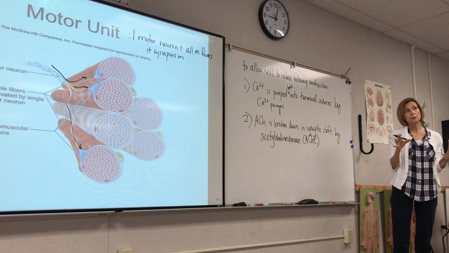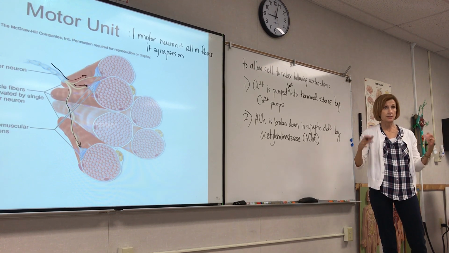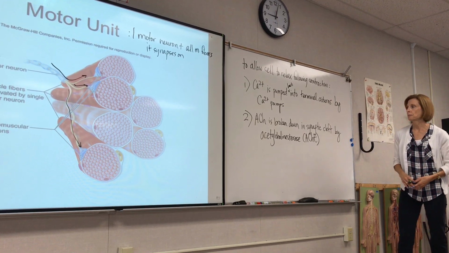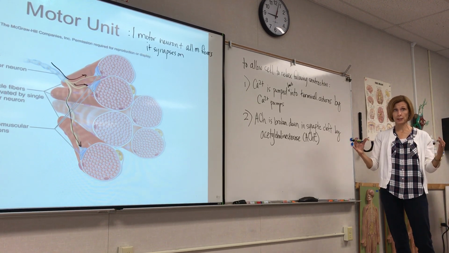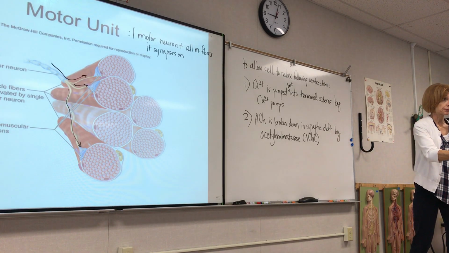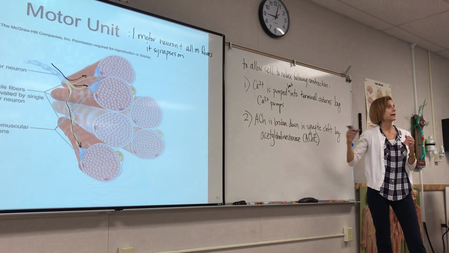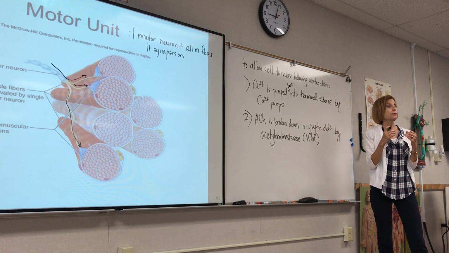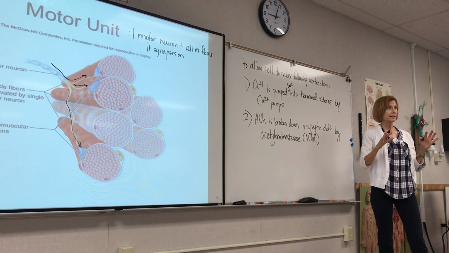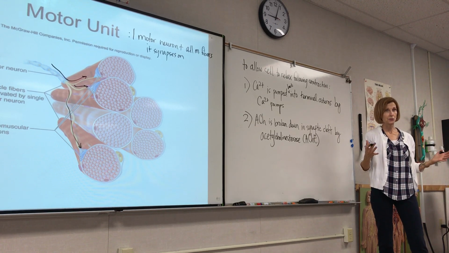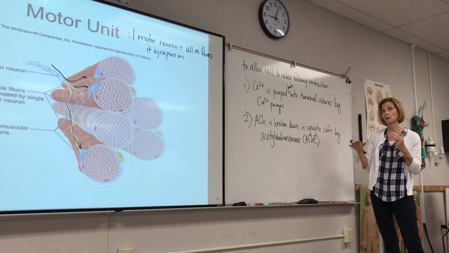When it's broken down, it can no longer bind to the motor end plate, so it doesn't keep causing contraction, okay? And this happens as soon as acetylcholine is released. Some of it will bind to the motor end plate, but the rest of it's broken down. And so this allows us to have really good control over our skeletal muscle contractions so that we can relax as quickly as we want to. So both of these things are happening all the time.